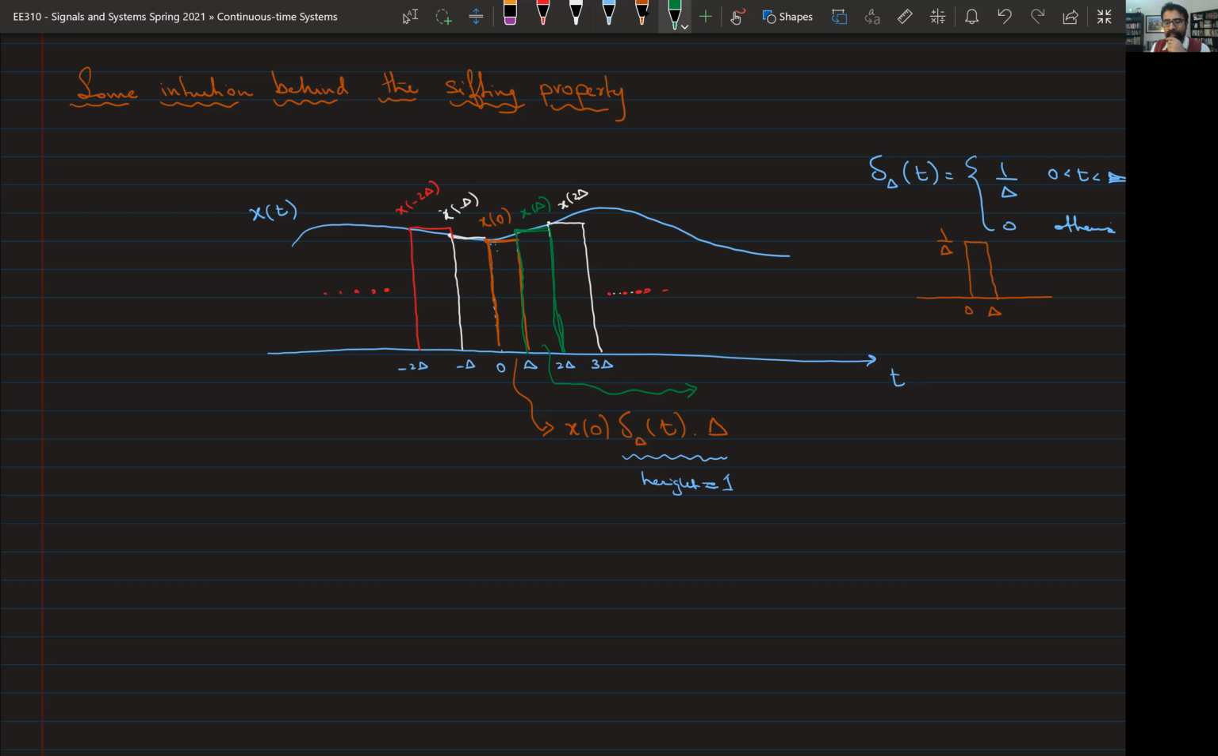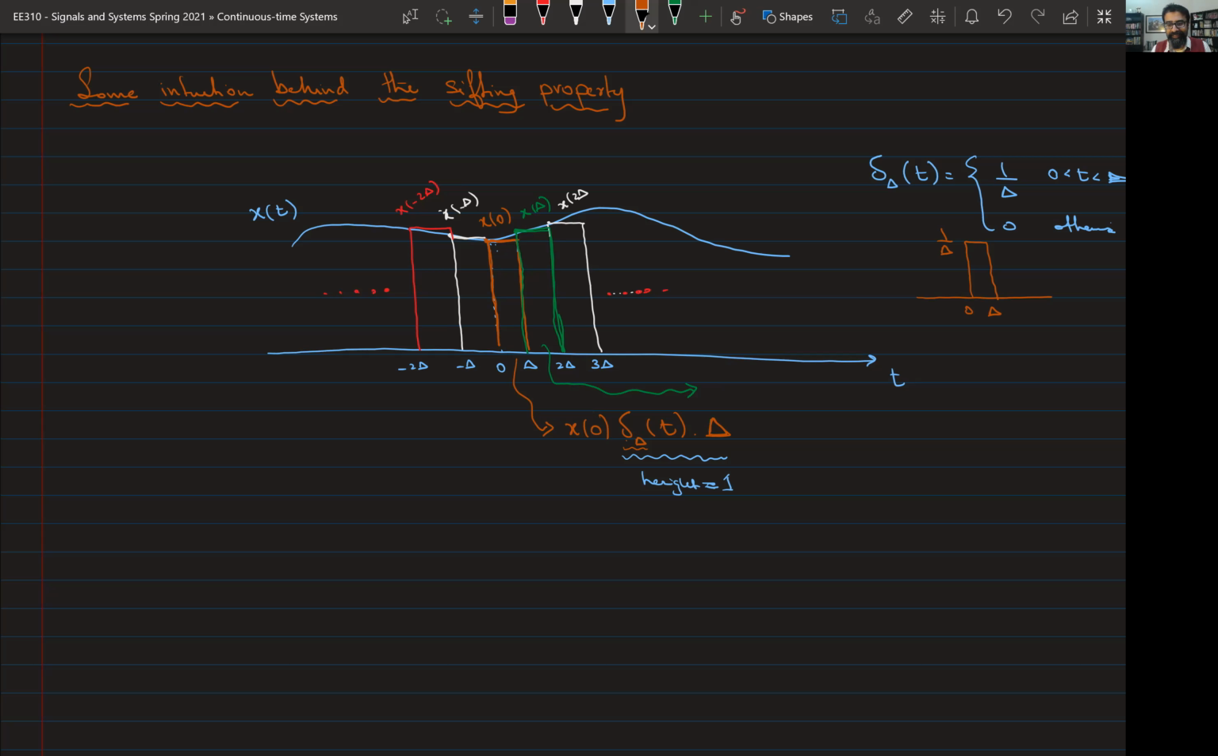There's a question in the chat box: why multiply by delta? So Talha, this is multiplied by capital delta because if I multiply capital delta with this approximation, the height of the pulse is going to be equal to 1. The original height was 1 upon delta, so multiplying by capital delta gives height 1. Then when I multiply by x of 0, the height is going to be x of 0, and what I want is a pulse of height x of 0. So everything clicks together. Talha, is that clear? Okay, thank you.